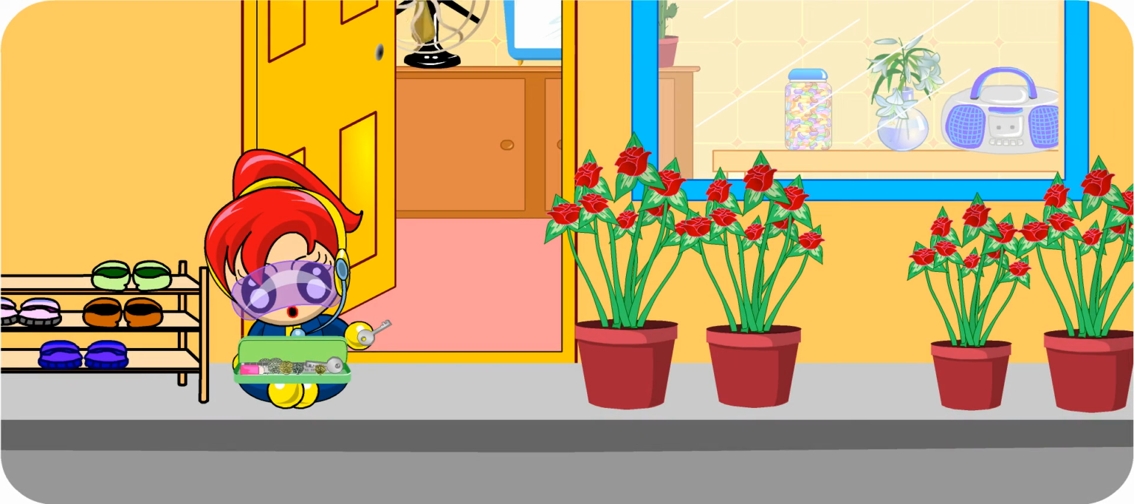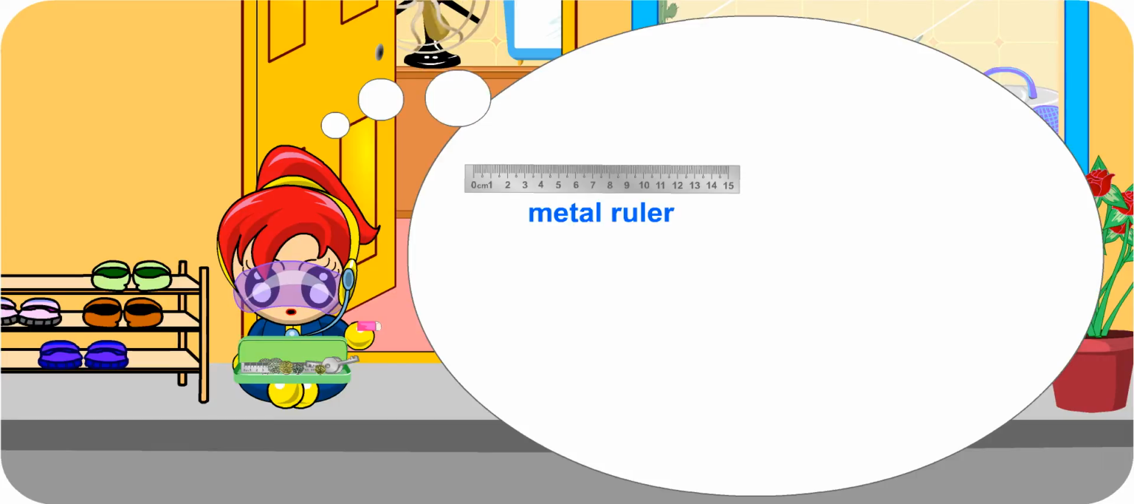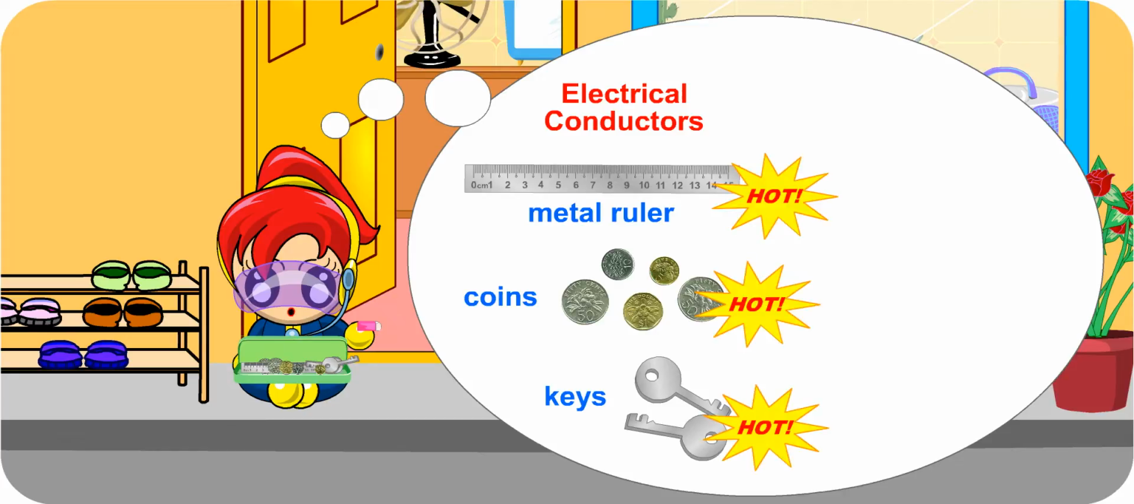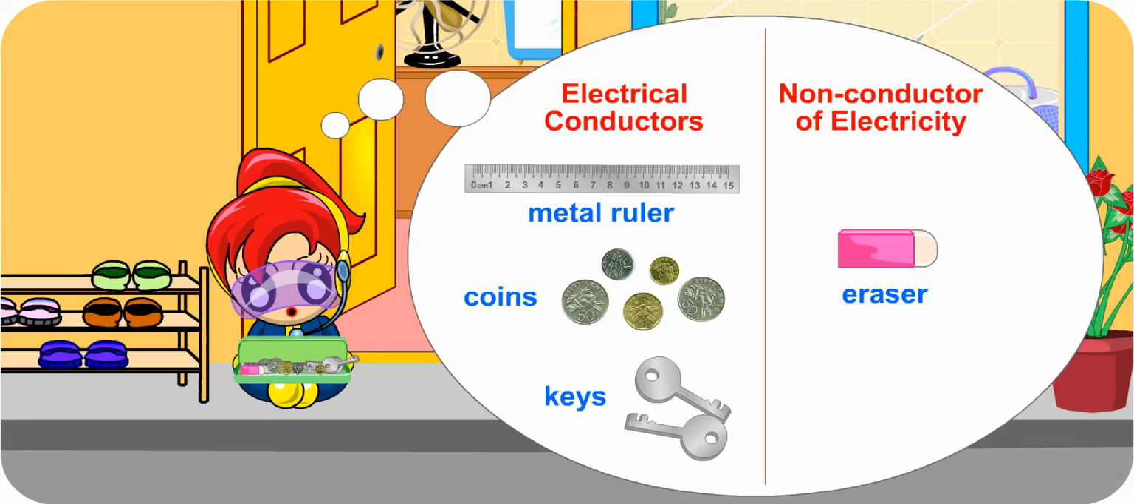Ouch! They are so hot. What happened, Turbo Girl? I forgot to bring in my stationery this morning, and now all of them feel so hot except the eraser. Why is this so? Purple Girl, compare the materials of the stationery. What do you notice? The metal ruler, coins, and keys are made up of materials that are electrical conductors. They felt hot when I picked them up. As for the eraser, it is not so hot. Its material is not a good electrical conductor. You are very sharp.